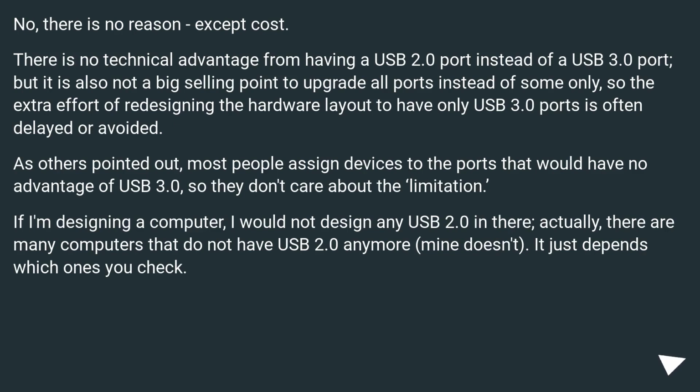If I'm designing a computer, I would not design any USB 2.0 in there. Actually, there are many computers that do not have USB 2.0 anymore, mine doesn't. It just depends which ones you check.